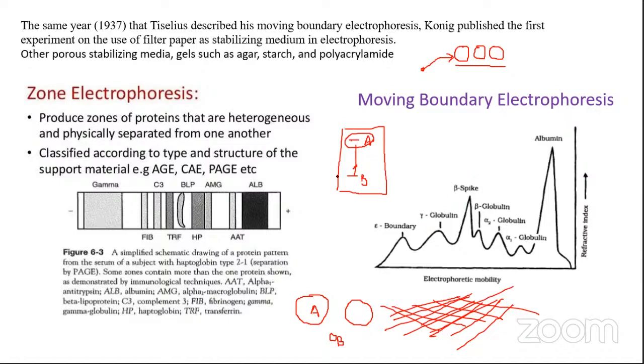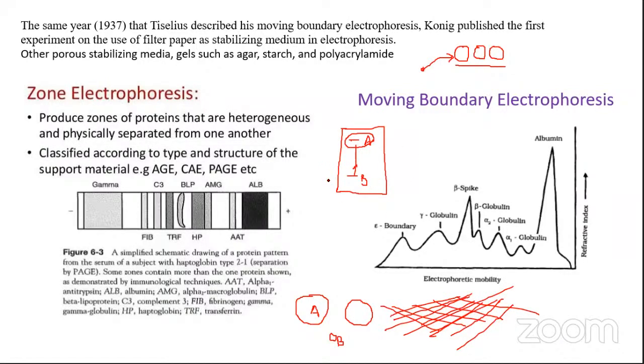So this is one important advantage of zone electrophoresis, and that is the reason why you incorporate the stabilizing media. Although stabilizing media does give you some degree of stabilizing capacity with respect to convection current, apart from convection current, here a greater problem is of diffusion. And to avoid that greater problem of diffusion, you incorporate the stabilizing media.